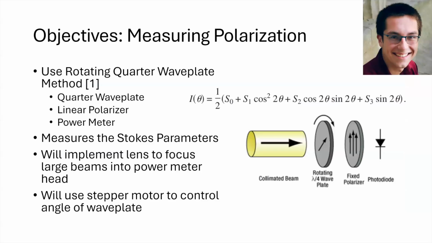So for measuring polarization, the way that we do this is using the rotating quarter wave method. This involves a quarter wave plate, which we rotate, a fixed linear polarizer, and a power meter. And then we're gonna measure power as a function of quarter wave plate angle, and this allows us to extract the Stokes parameters as seen in the equation on the right there. So we're gonna have a lens to focus the beam onto the power meter so that we can have those bigger beam sizes. And we're going to use a stepper motor to control the angle of the wave plate.